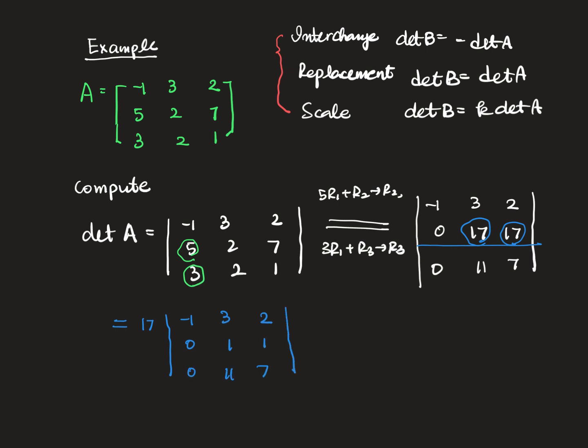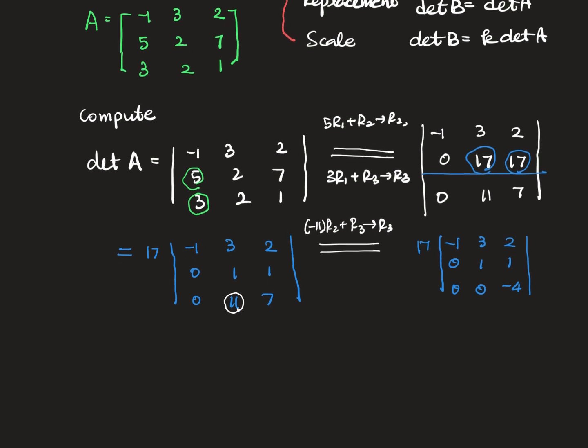See? So we're going to make a triangular matrix. So what do you have to do? This should be 0, right? So what kind of operation do you need? So negative 11 R2 plus R3 goes to R3. In that case, determinant doesn't change, guys. So you're going to have 17 times the matrix negative 1, 3, and 2, 0, 1, 1, 0, 0, negative 4.